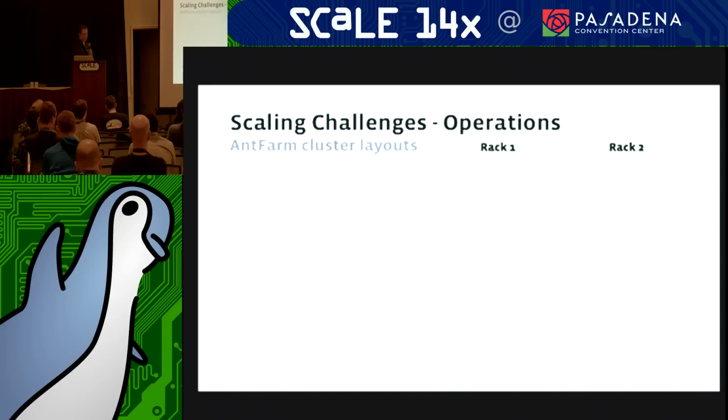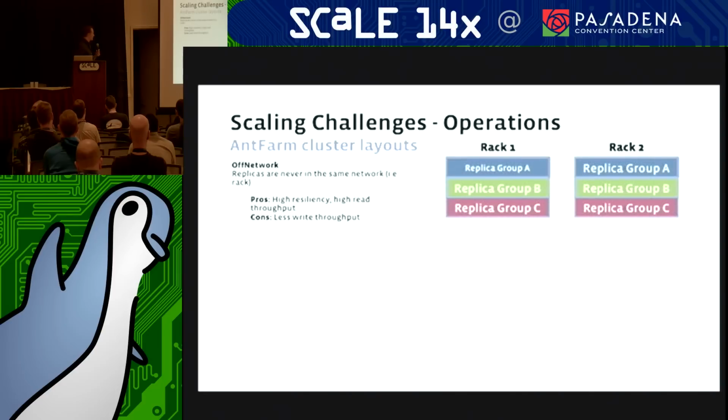So one of the other important things it does is enforcing layout. We support 3 different types of layouts. We have what we call off network, which is probably the more common one inside the Gluster community itself, which is no replicas are ever in the same network, or in our case, rack. The pros for this are high resiliency and high read rates. The cons, less write throughput.